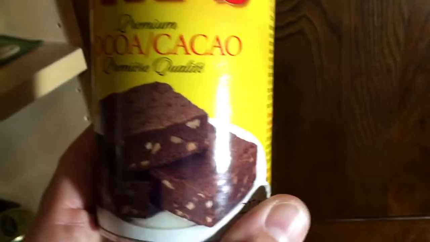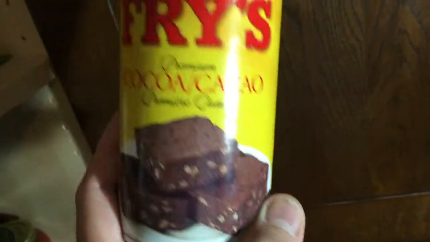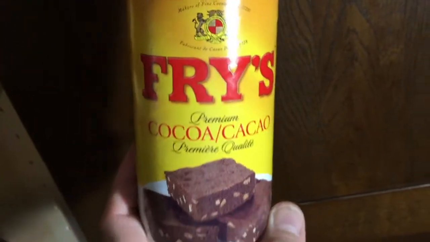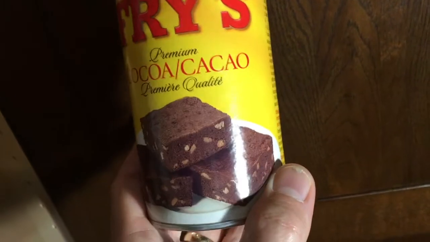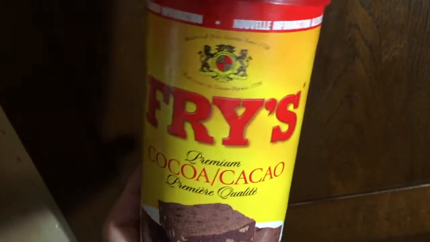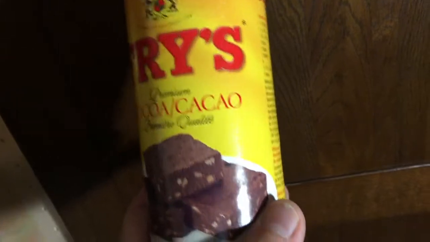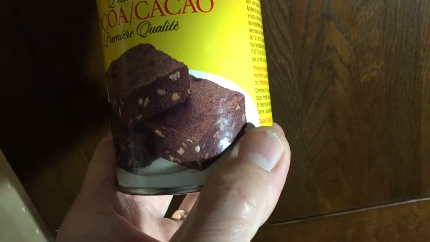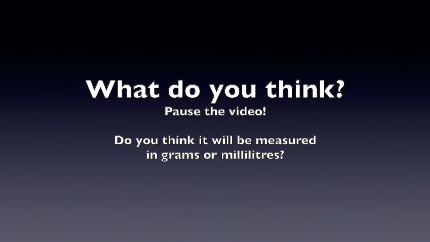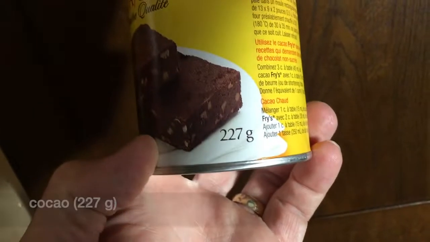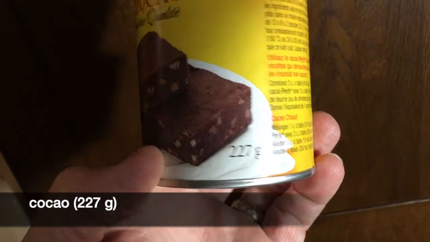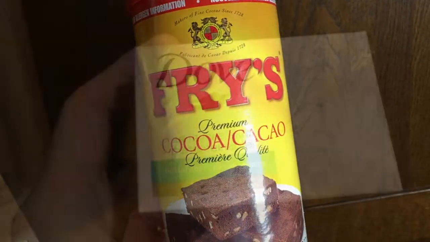Here's some cocoa. So cocoa is used to make things that are chocolate. It's a powder. It's not liquidy. So do you think it's going to be measured with grams or milliliters? This one's measured with grams. 227 grams of cocoa powder.